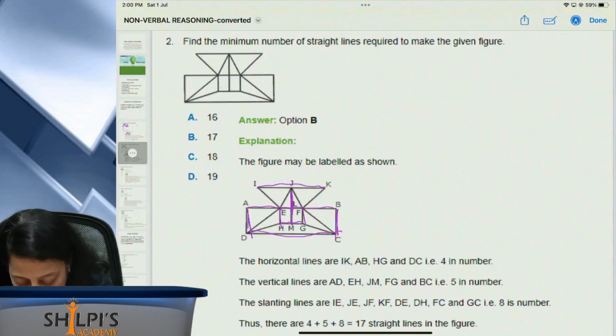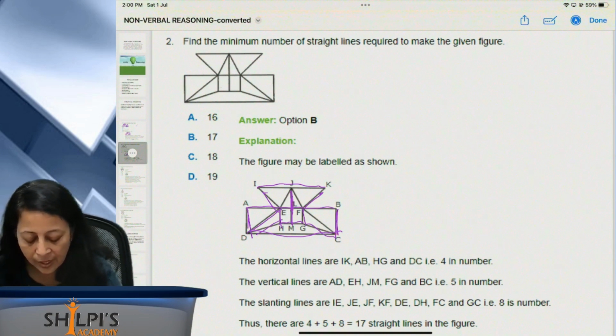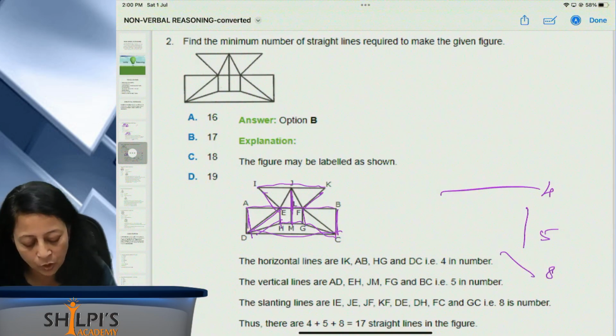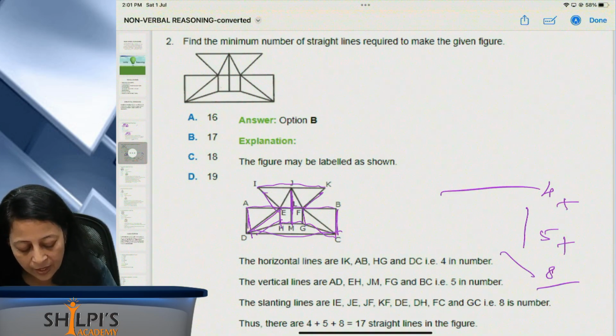Then you have slanting lines here, it is F and K. So likewise, just take all your slanting lines. So this is 8. So totally, horizontal lines are 4 in number, vertical lines are 5 in number and slanting lines are 8 in number. So totally it is 17 in number.